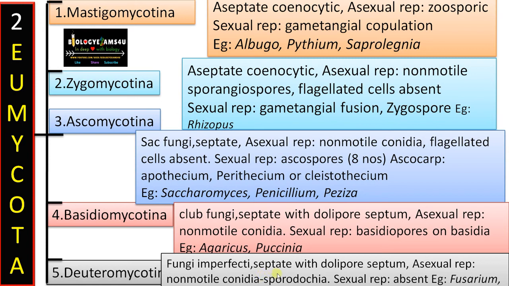They have a well-developed septate mycelium with dolipore septum, just like basidiomycetes. Asexual reproduction only by means of conidia. Conidia are organized to form certain structures like sporodochia. Sexual reproduction is completely absent. Examples include Fusarium, Cercospora, etc.